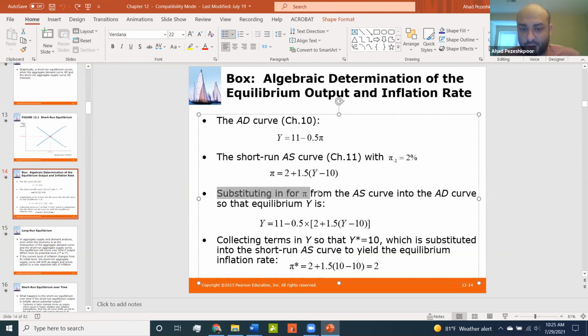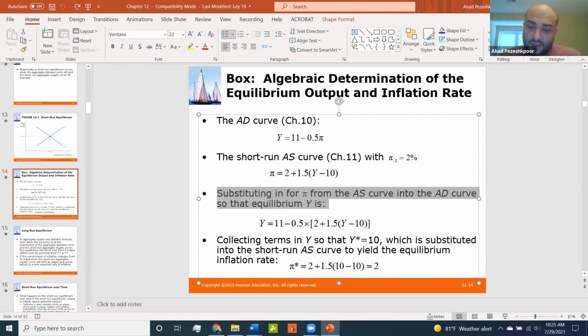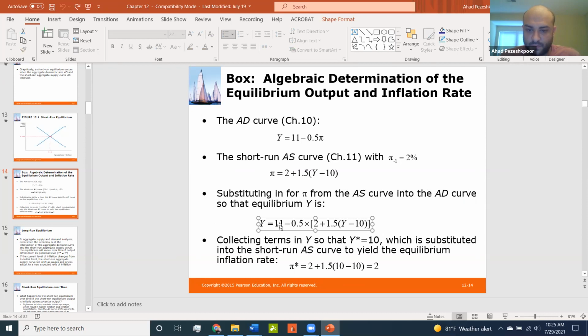Substitute it for pi from aggregate supply into the aggregate demand, or in my case, do the opposite. It doesn't matter. If you put this part instead of pi in this equation, or if you put this instead of this, you will arrive at the same results. Substituting in for pi from the aggregate supply curve into the aggregate demand curve, so that equilibrium y would be this. And now you just have one equation with one unknown. You will solve it easily.